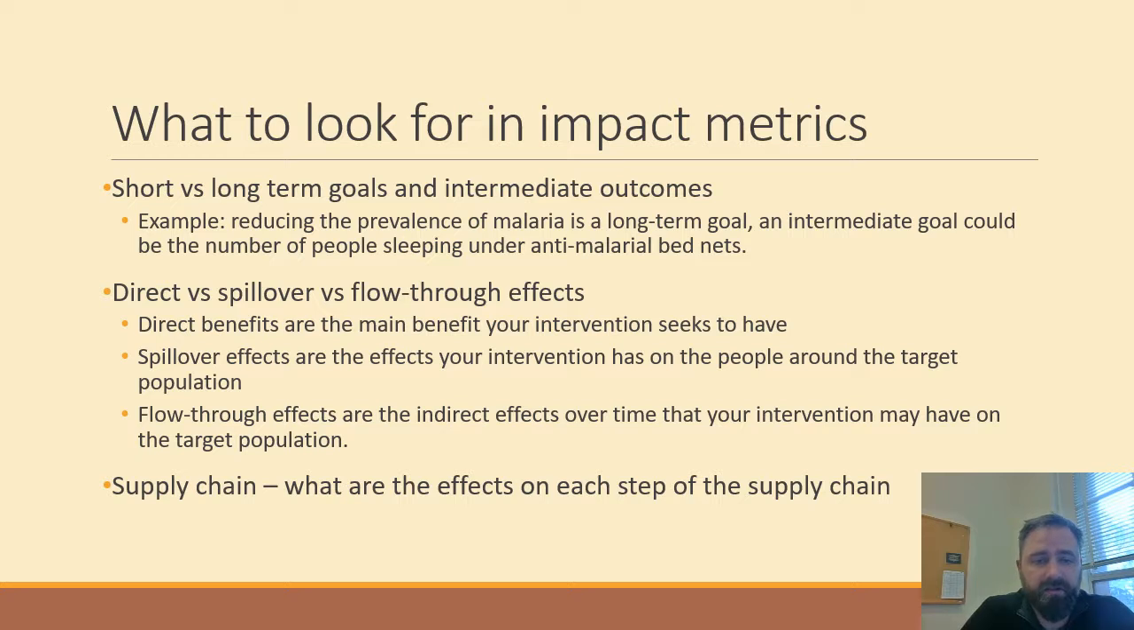Direct and spillover and flow-through effects. So direct benefits are the main benefits your intervention seeks to have. Spillover effects are the effects of your intervention on the people around the target population. And then flow-through effects are the indirect effects over time that your intervention may have on the target population.